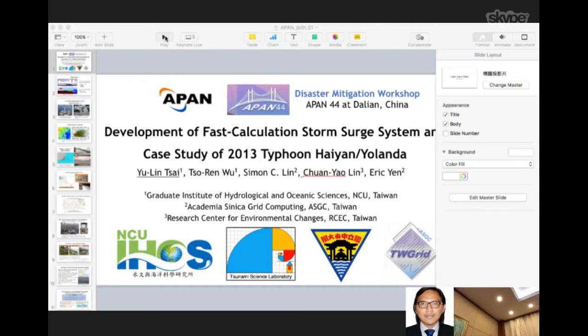Yeah, so here comes our model. Our model is based on the COMCOT tsunami model, the Cornell Multi-grid Coupled Tsunami model. You can use the nested grid system to calculate multi-scale storm surge propagation or tsunami propagation. So we use it to develop the storm surge model.